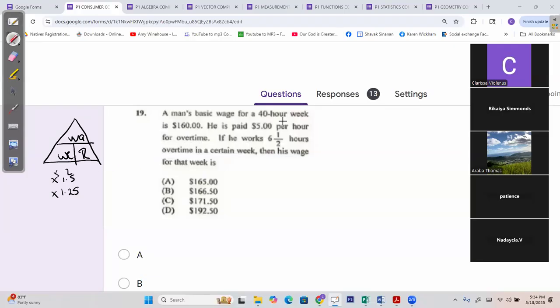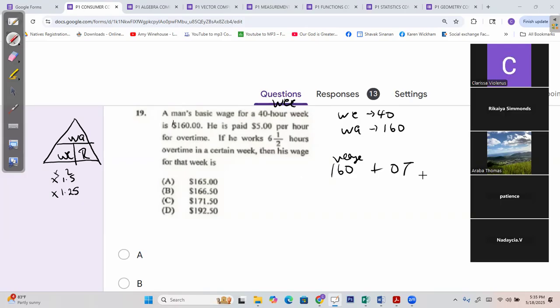A man works 40 hours. So 40 hours would represent the week. So the week is 40. And his wage, so we got WA, is equal to 160. He is paid $5 per hour for overtime. If he works 6.5 hours overtime in a week, then his wage for the week is, so his basic wage is already 160. So it's going to be the basic wage plus the overtime wage, right?